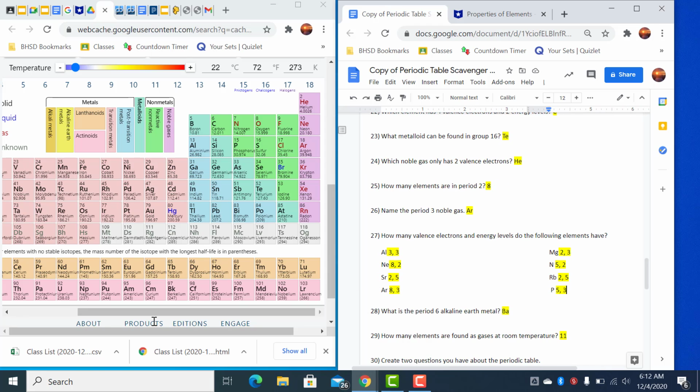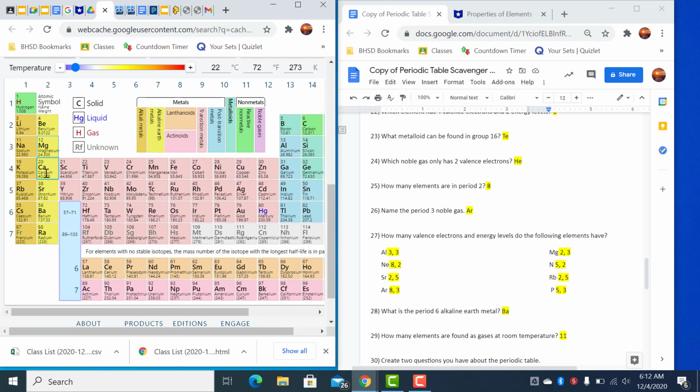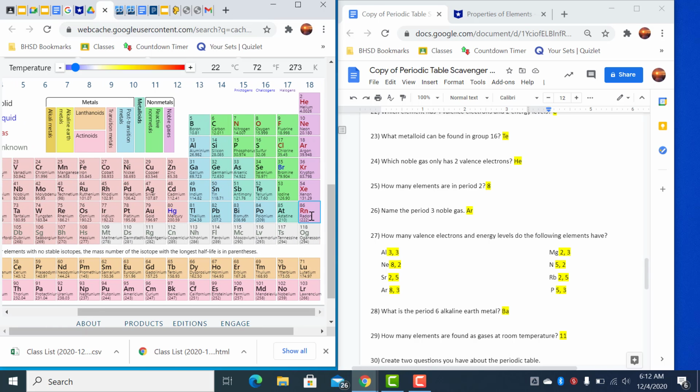What is the period 6 alkaline earth metal? Barium. Okay, alkaline earth metals are group 2, period 6, barium. 29, how many elements are found as gases at room temperature? All right, well, it's hydrogen, and I had to count up the rest of these, all the noble gases. So that's hydrogen, that's 1, 2, 4, 5, 6, 7, 8, 9, 10, 11, which is what I got, 11. Okay, so 11 gases at room temperature.